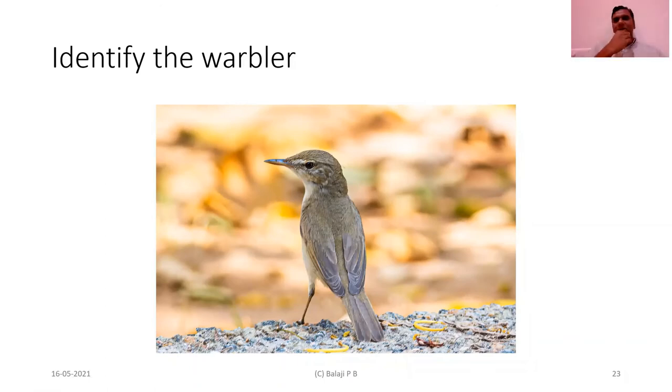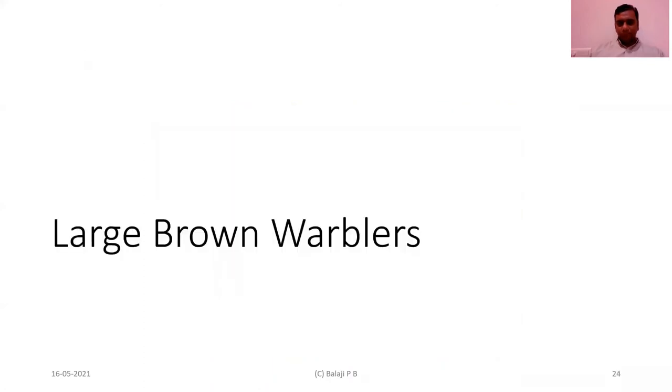Of course, it's very difficult to make out the size by looking at the photograph. That's why I segregated the quiz into two parts, the smaller reed warblers and the larger reed warblers. I said it was a smaller reed warbler, so the only smaller reed warbler with a combination of these features happens to be a Blyth's reed warbler. So let's proceed to the larger reed warblers, large brown warblers, sorry.